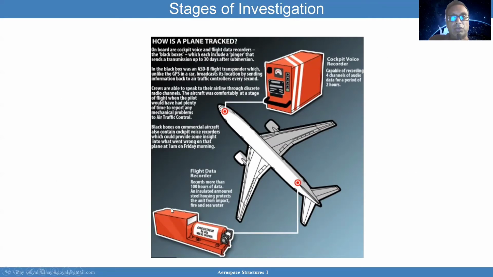How is the airplane tracked? Typically, you're going to have a cockpit voice recorder and a flight data recorder. It usually records about 100 hours of data, and it's insulated quite a bit to protect it from impact and fire. In addition, the cockpit voice recorder is capable of recording up to 4 channels of audio, up to 2 hours.